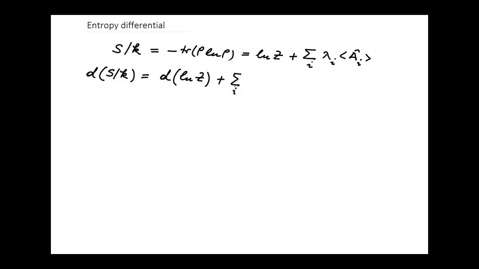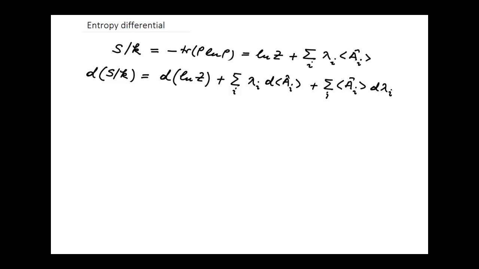By the product rule, we can divide this into two parts. We have lambda I times the differential d of the expectation value of AI, and then we have the expectation value of AI times the differential d lambda I.